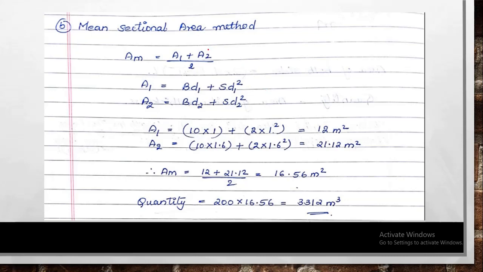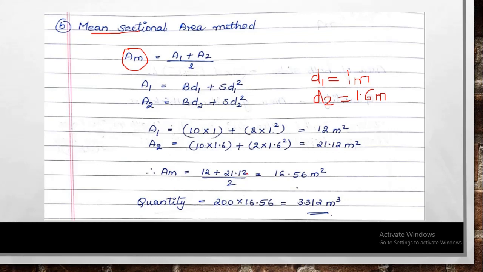By mean sectional, we are using the same values and considering the mean sectional area method. As per the mean sectional area method, we have AM is equal to A1 plus A2 by 2. A1's value is BD1 plus SD1 square, and A2 is equal to BD2 plus SD2 square. So we are calculating A1 and A2. We already have all the values. D1 value will be 1 meter, as given in the question. D2 is equal to 1.6 meter. Okay, so we have two values here.